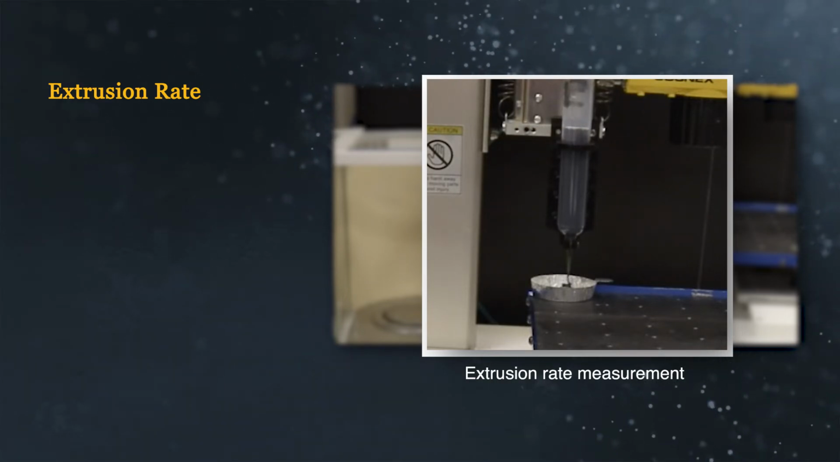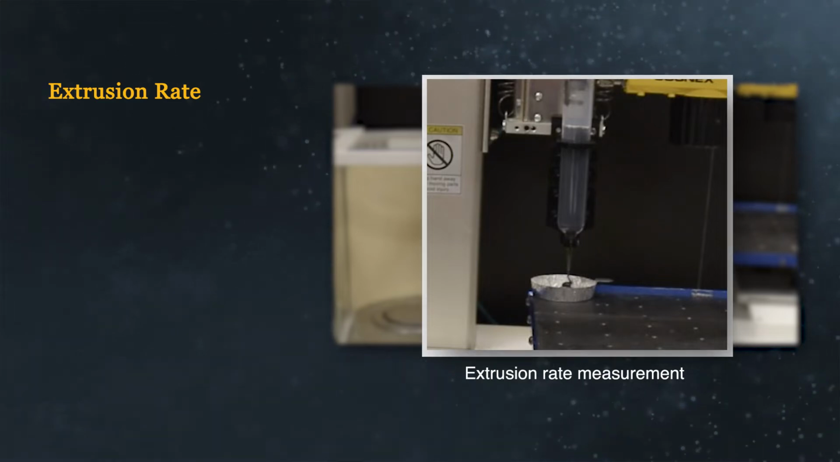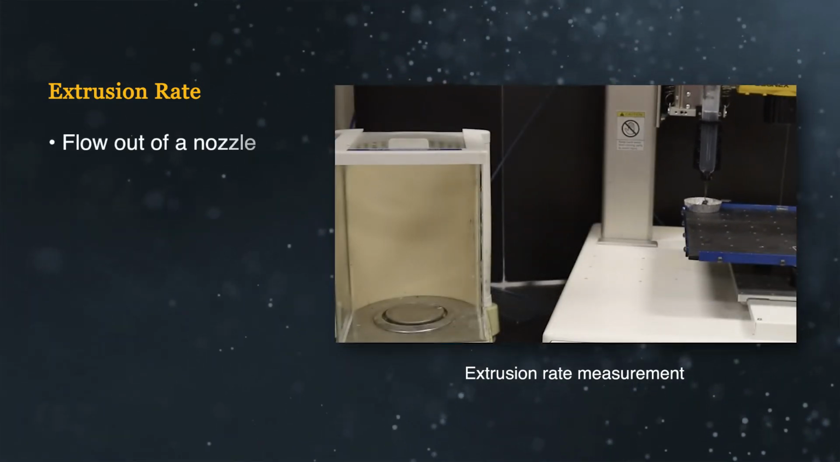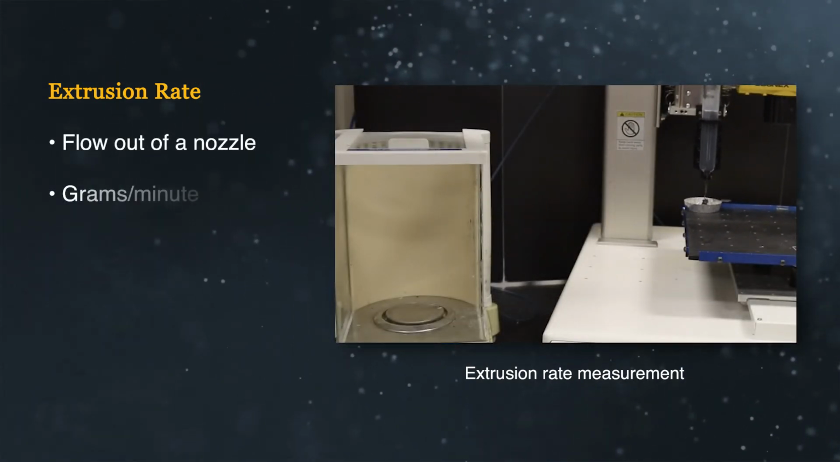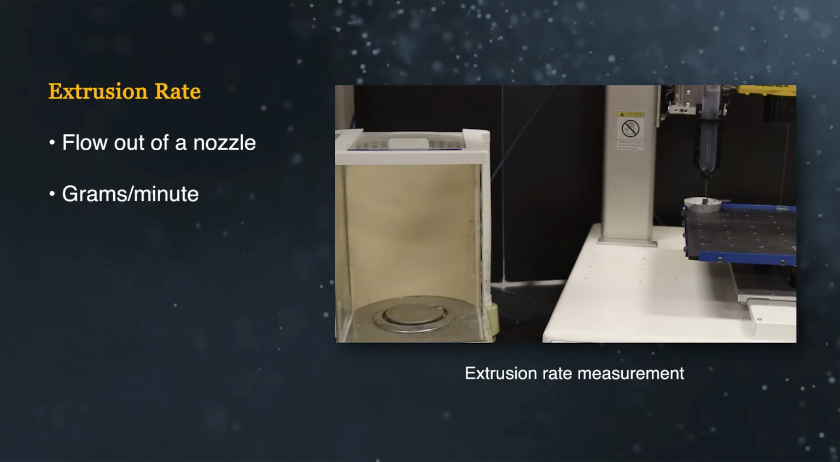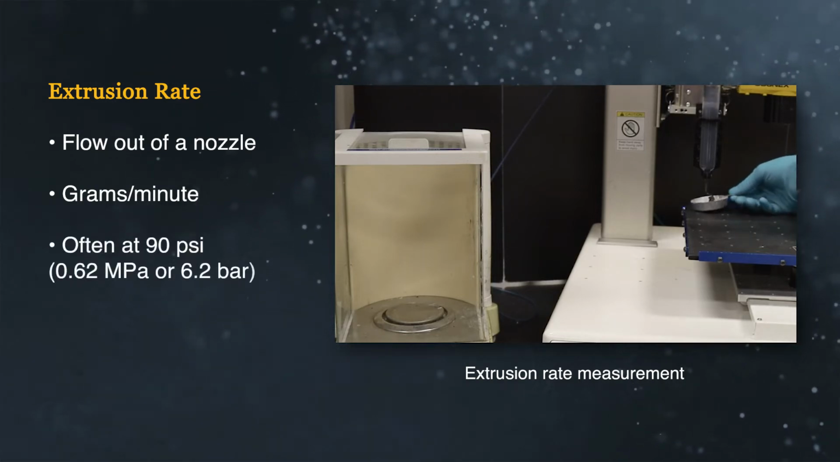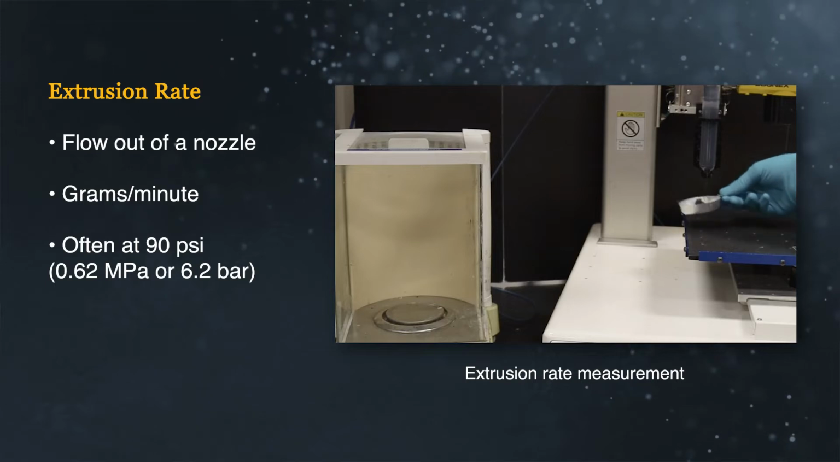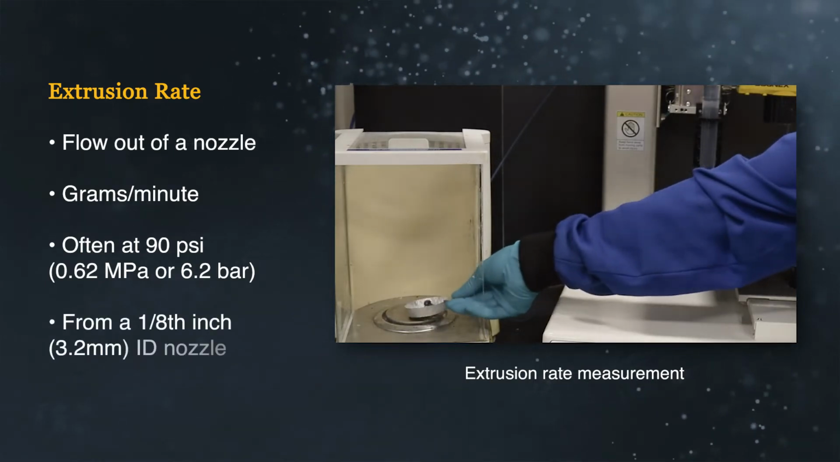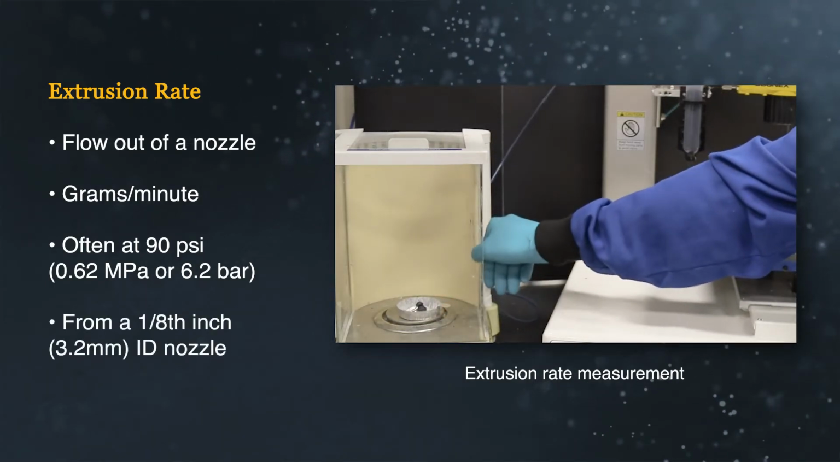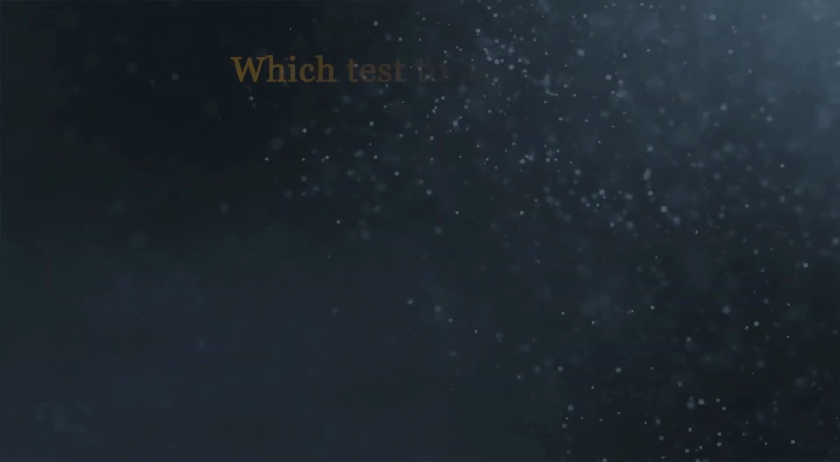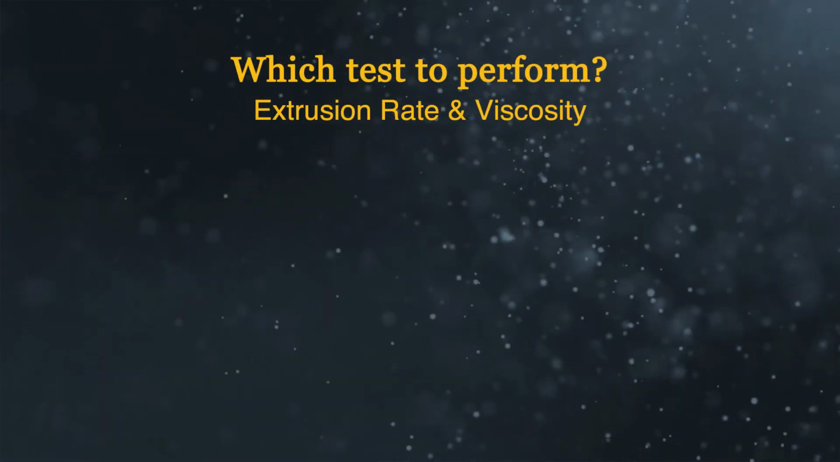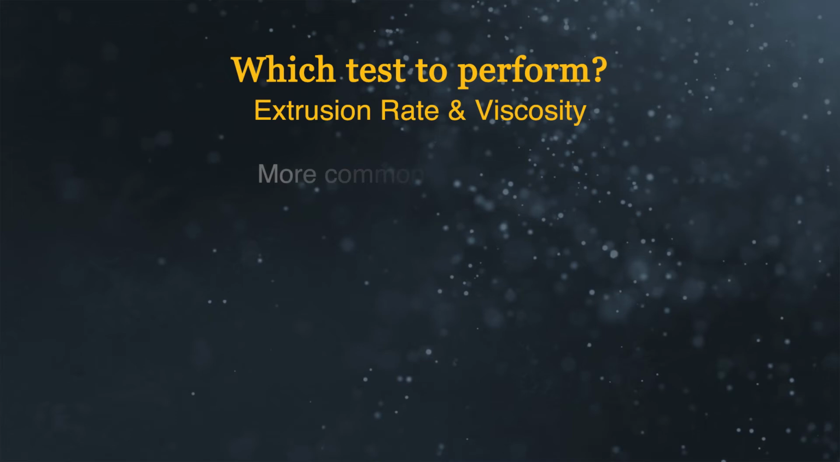Extrusion rate is used to describe how a material will dispense from a needle or nozzle. It measures how many grams of material will dispense out of a given size needle and pressure within a stated time. The common units are grams per minute at 90 psi from a 1/8 inch orifice nozzle. Both extrusion rate and viscosity measure a material's flow.